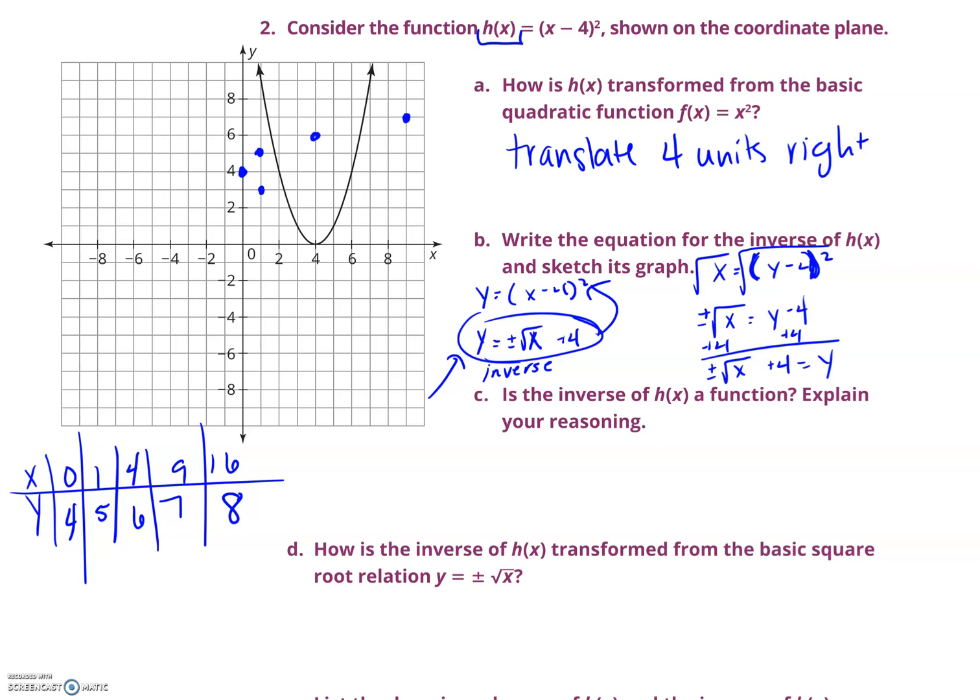The reason it's mirroring them, so we have negative 1 plus 4, which would be 3, so it's 3 here. The square root of 4 is 2, so you'd have negative 2 plus 4, which would be 2. All right, so there we have it.